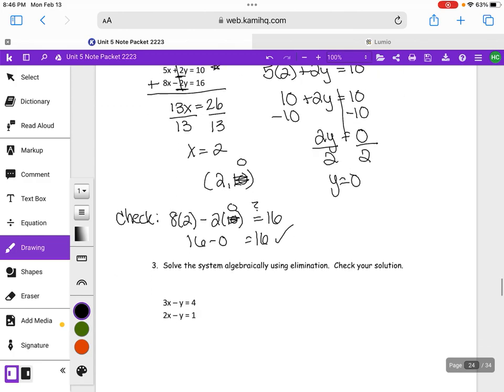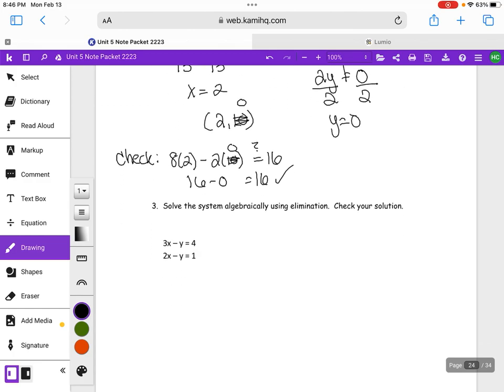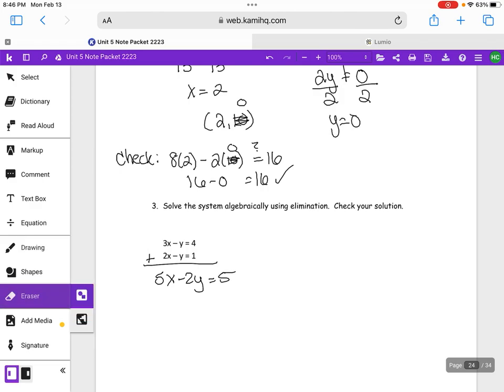Okay, number 3. Again, they're not going to tell you using elimination, but you would look at it and you would see that it's all lined up. There's not one that's solved for the other. Now, this one has a slight issue. If I go ahead and add these right now like I did with the other ones, I would get 3x plus 2x is 5x, but a negative y and a negative y is a negative 2y equals 5. Nothing canceled out, so that was not helpful.